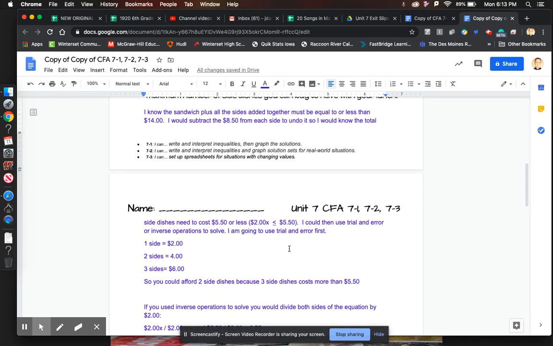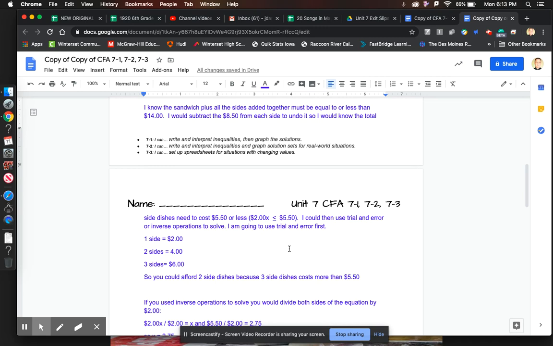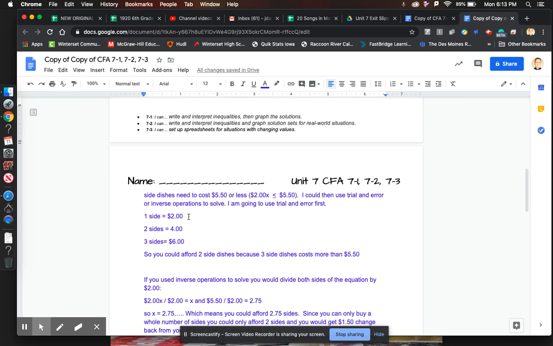So I could use trial and error or inverse operations to solve from here. And I'm just going to use trial and error, kind of some simple numbers to do in my head here. I know one side dish would be $2. So two side dishes is $4, and three side dishes would be $6. And I only have $5.50 I can spend, so I would know right now I can only afford two side dishes because three side dishes cost more than $5.50.